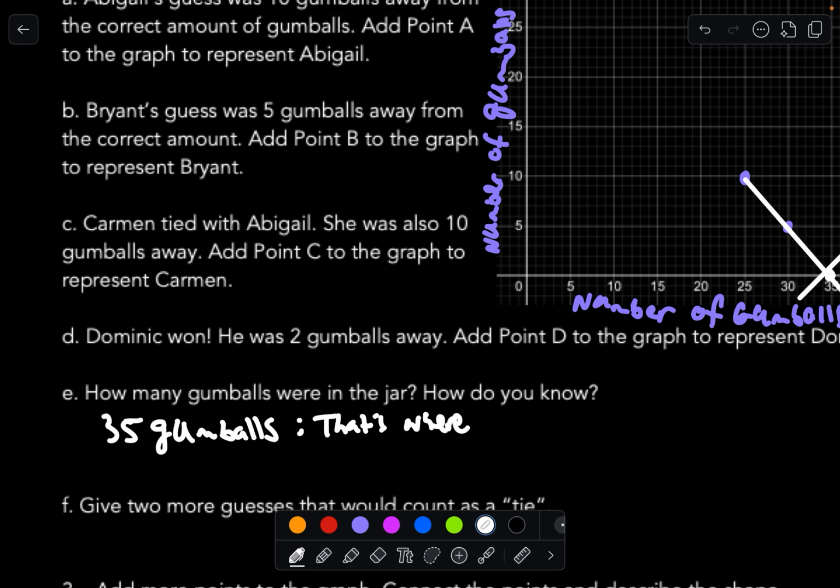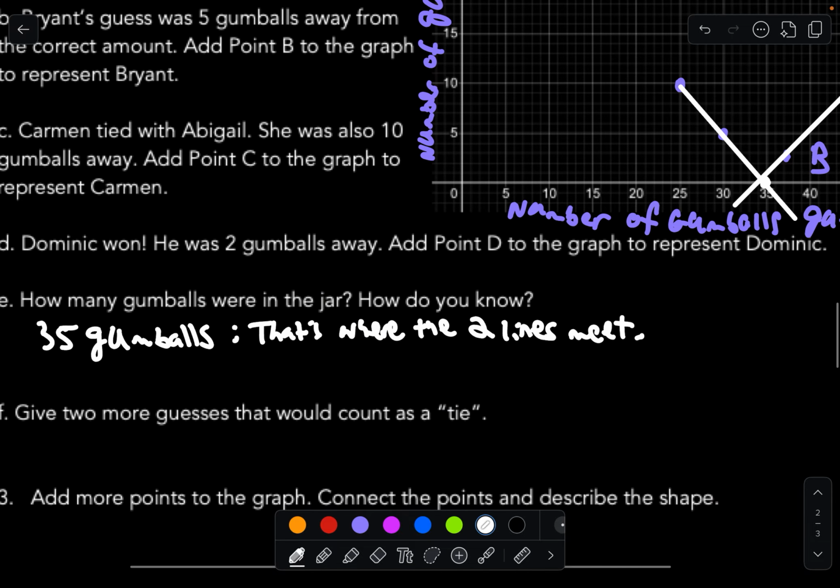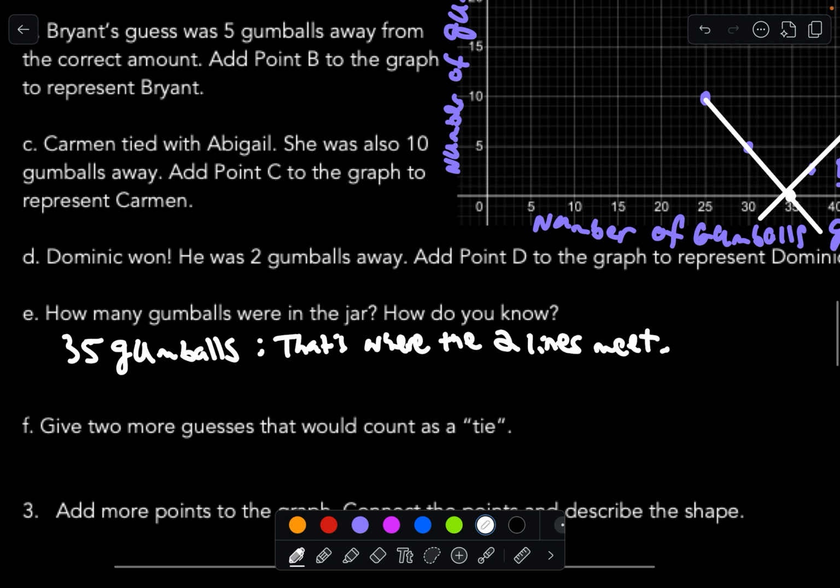where the two lines meet. Now, it's also what the average was, right? Didn't we say if we found the arithmetic average, it was about 35 gumballs? And it turns out it is 35. Okay? Give 2 more guesses that would count as a tie.